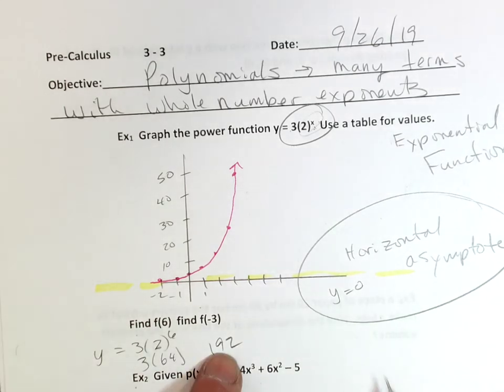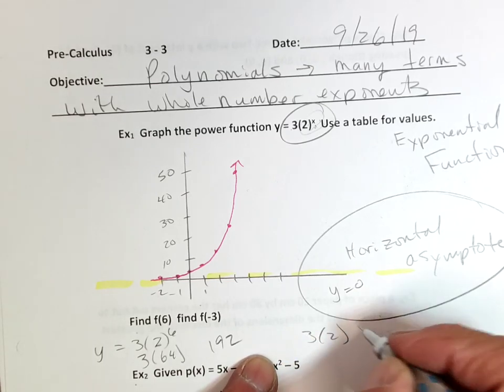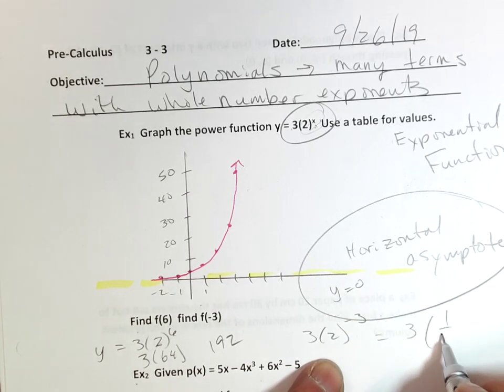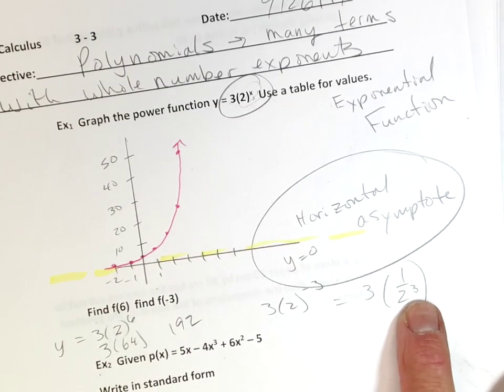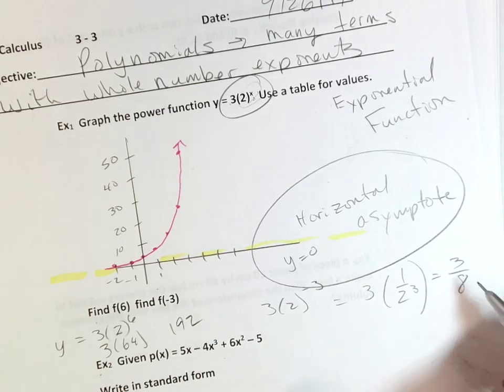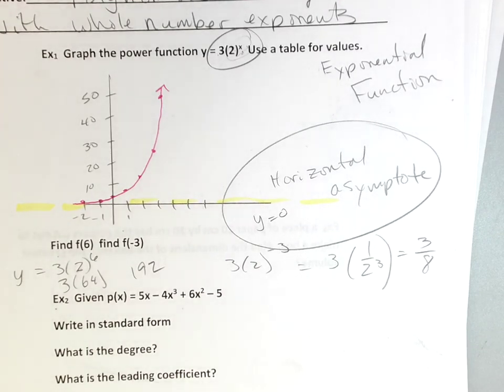Now, f of negative 3 is going to be 3 times 2 to the negative 3. That's the same thing as 3 times 1 over 2 cubed, and that's using negative exponents. I don't know if you remember that or not. Which is the same thing as 3/8. Okay? And that is also on your table, isn't it, Zoe? But you'll see a decimal representation for 3/8. So that makes sense. We go back 1, 2, 3, negative 3. It's a super small value, right?